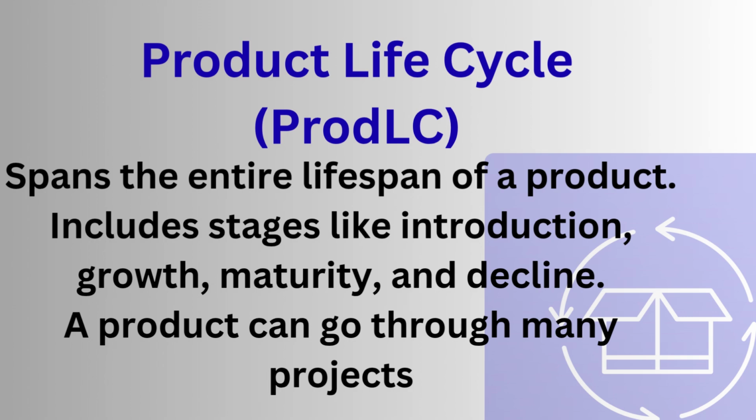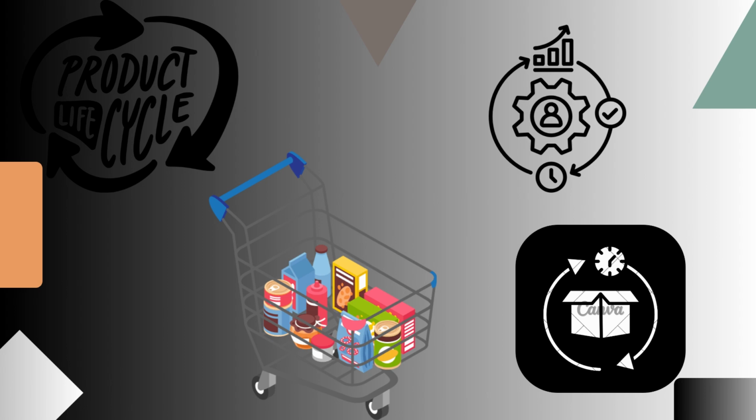For example, a new product might require one project to develop it, another to launch it, and a third to update it with new features. The project life cycle is a one-time process, while the product life cycle can be a long-term ongoing journey.